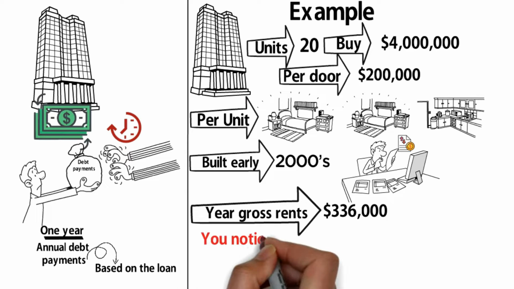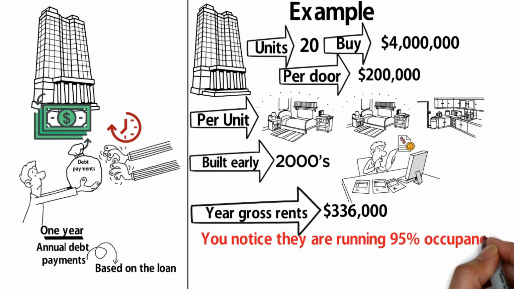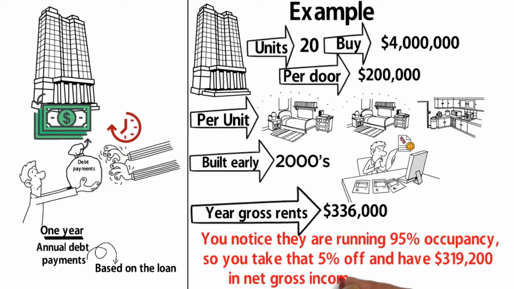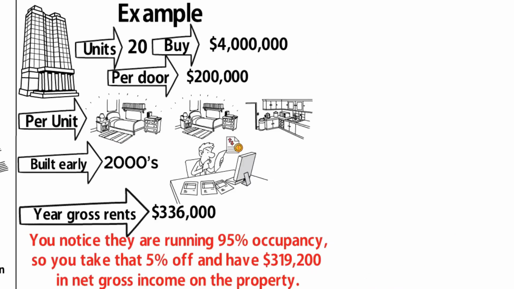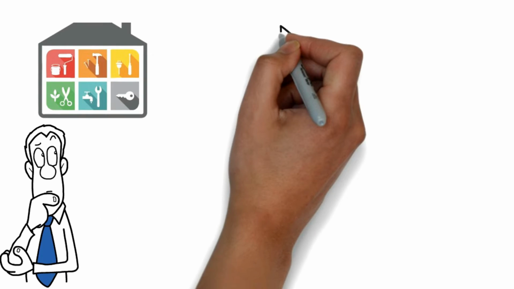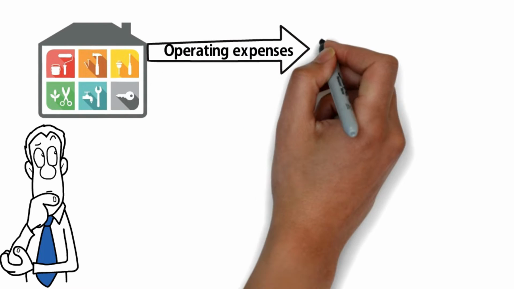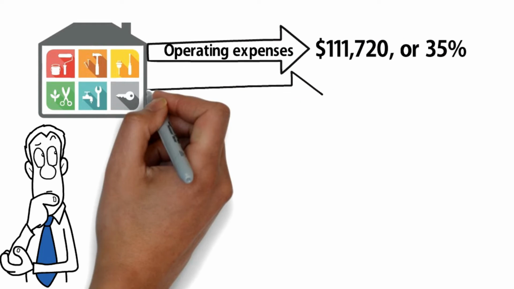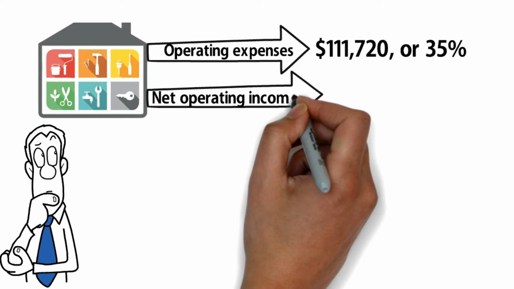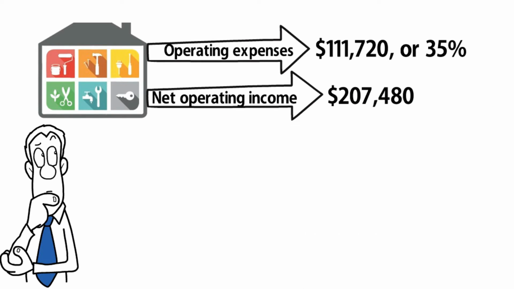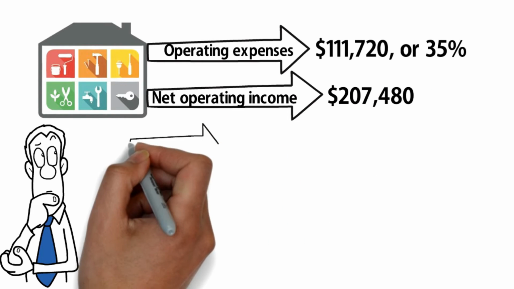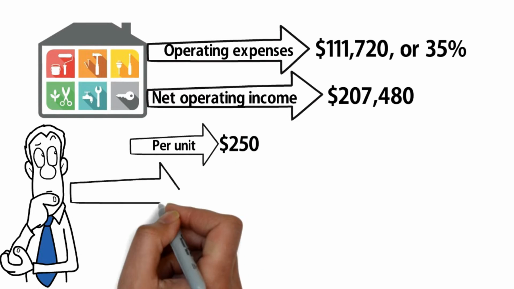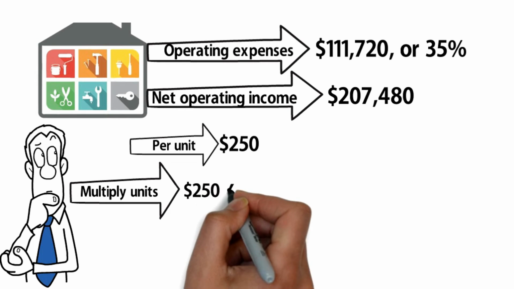You notice they are running 95% occupancy, so you take that 5% off and have $319,200 in net gross income on the property. Next, you look at the operating expenses and determine they are running at $111,720 or 35% expense ratio. And this gives you a $207,480 net operating income.